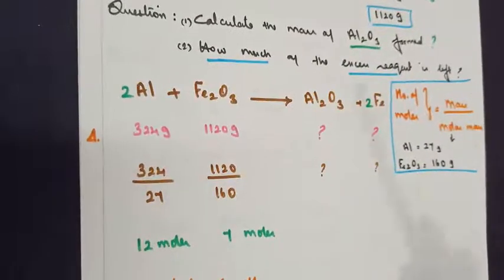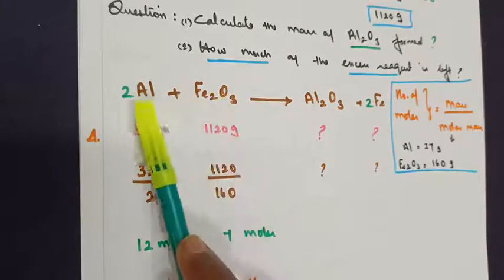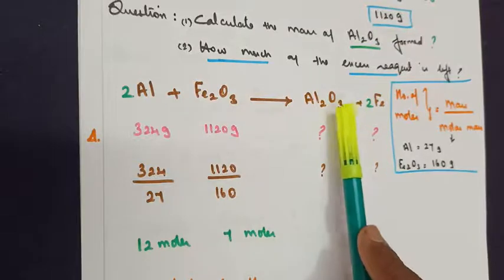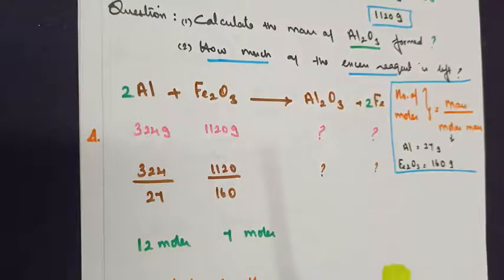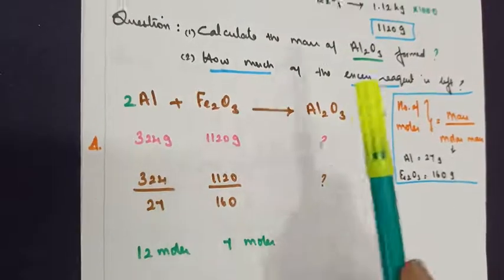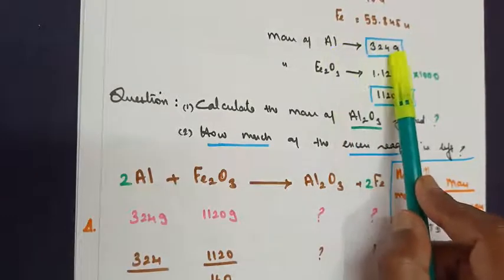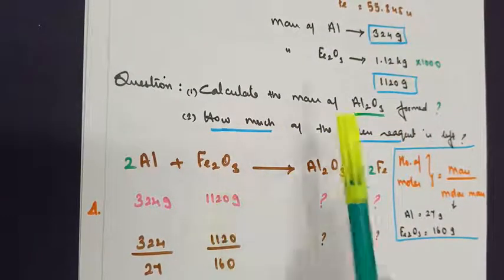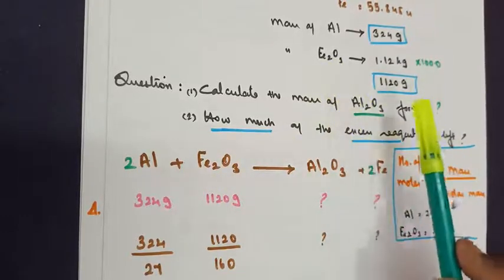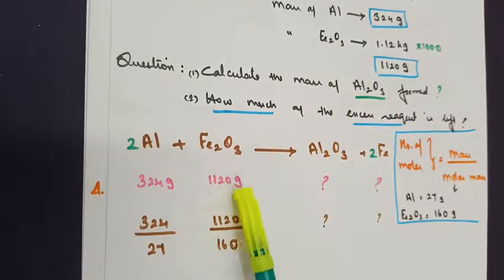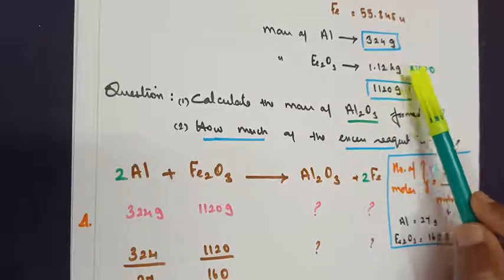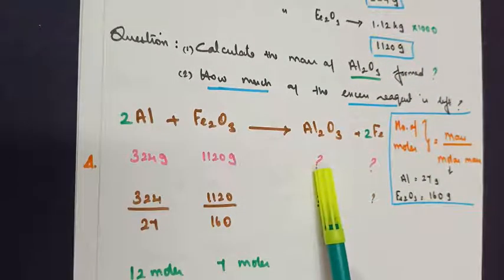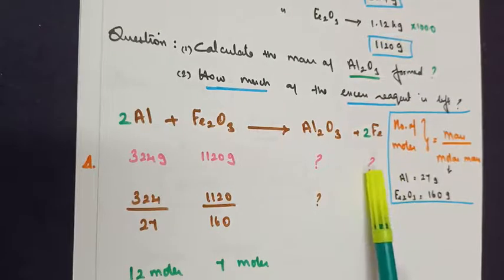Now this reaction is already given in the textbook. That is, Al, aluminium, reacts with the ferric oxide giving us alumina, and iron comes out here. Now the weight of aluminium taken is 324 gram. Weight of iron oxide, or ferric oxide, both are one and the same, taken is 1120 gram. It's given in kg, we have converted it into gram here. We do not know how much alumina is formed or how much iron is formed here.